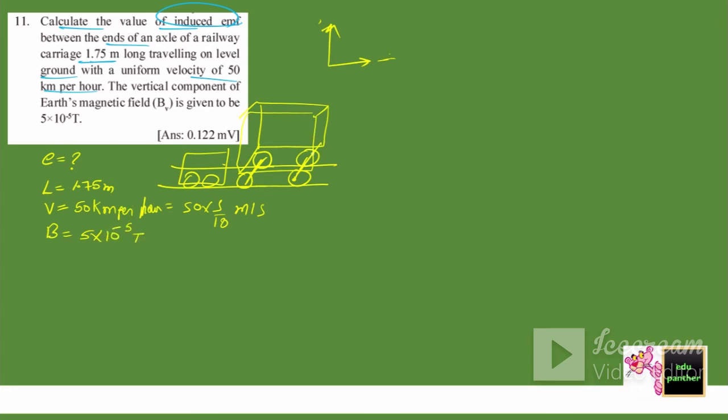Magnetic induction is given 5 into 10 raised to minus 5 Tesla. So just you have an axle, that is a rod moving in a magnetic field in a perpendicular direction, because magnetic field is in upward direction and the rod is moving in horizontal direction. So exactly वो perpendicular हो जाएगा. Use that same formula. E is equal to BLV. So magnetic induction 5 into 10 raised to minus 5. Length of the rod is 1.75 and the velocity is 50 into 5 by 18.